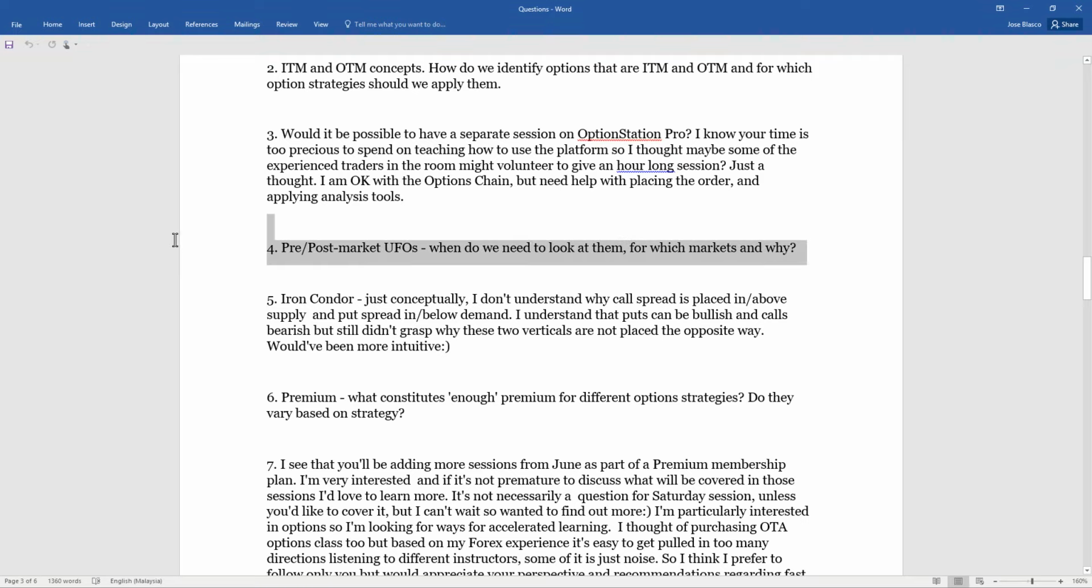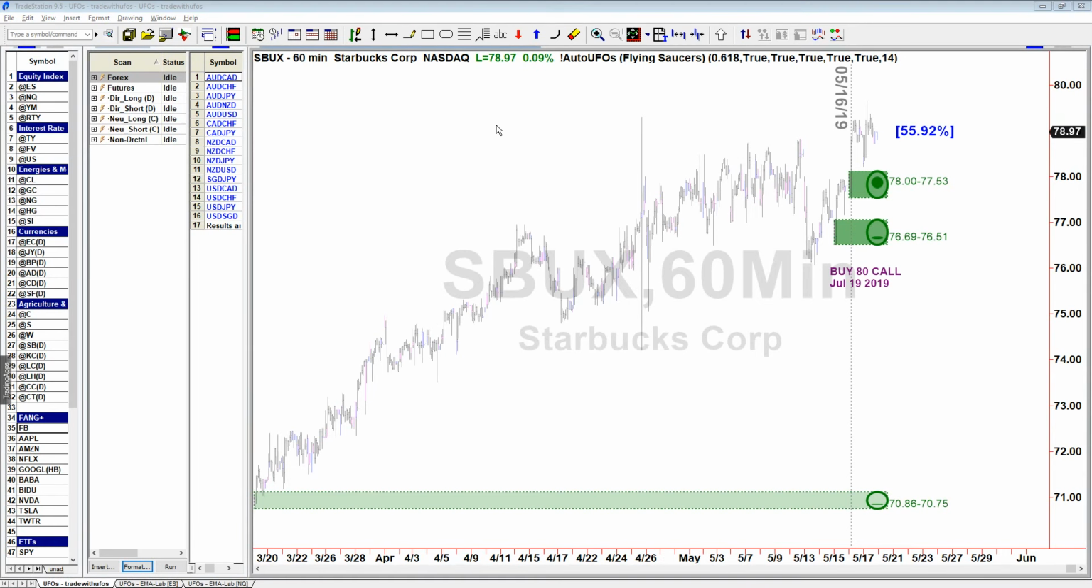Number 4, pre and post market UFOs. When do we need to look at them, for which markets, and why? Okay, so that's a very good question. Very good question. And again, we need to align ourselves to the nature of the markets that we trade. So you need to understand what you have in your hands as you trade.